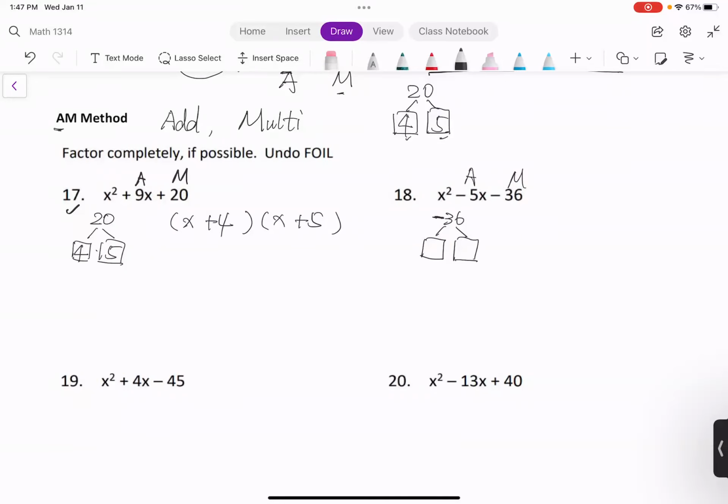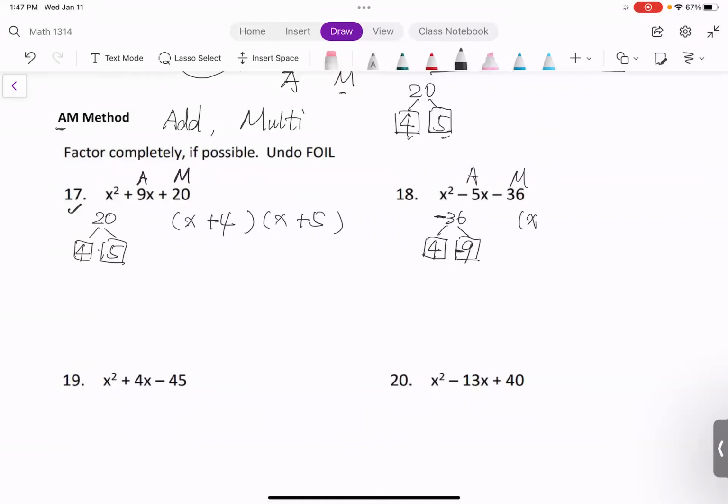So can I try 4 and 9? They are good because the difference between them can make a 5. So one of them must be negative. 9 is negative, because 4 plus negative 9 is negative 5. So I can rewrite them into x plus 4 and then x minus 9. So the factored form is x plus 4 times x minus 9.